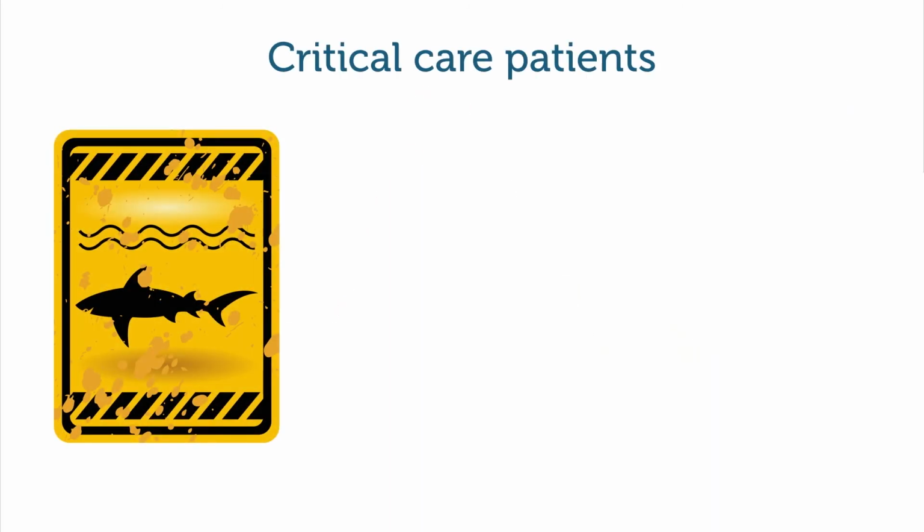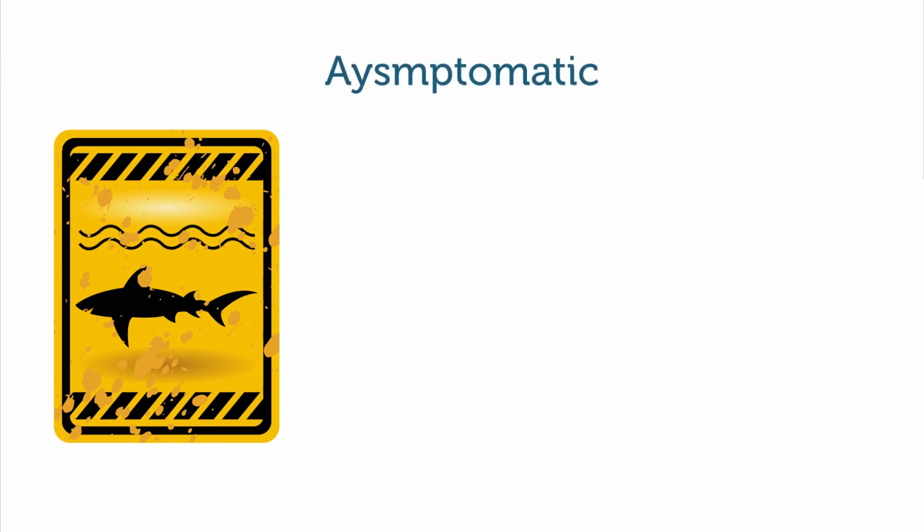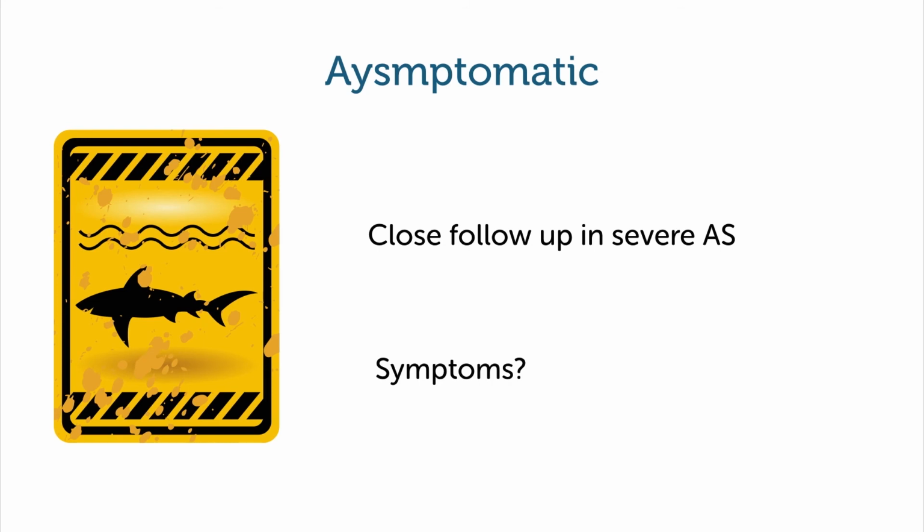For all of you who work in a critical care setting, what are the things you have to be aware of? Well, first of all, you will frequently see aortic stenosis. And second of all, remember they have a lot of comorbidities and they are usually very complicated cases. For those who work in a normal echo lab or in a cardiology ward, what should you consider here? Well, you need to closely follow up patients with aortic stenosis because once they are symptomatic and once left ventricular function starts to fail, you have to operate on them. So look out for the echo, look out for left ventricular function, and check for symptoms.